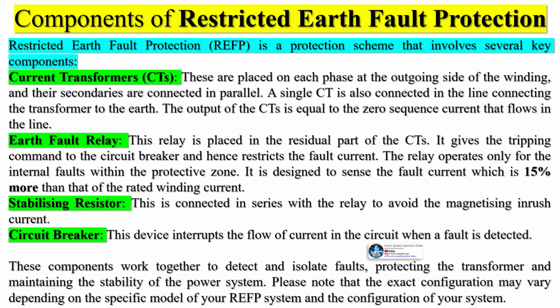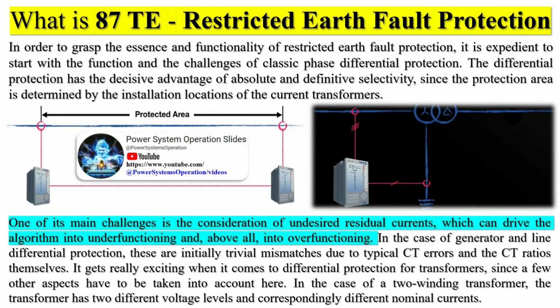Stabilizing resistor: this is connected in series with the relay to avoid the magnetizing inrush current. Circuit breaker: this device interrupts the flow of current in the circuit when a fault is detected. These components work together to detect and isolate faults, protecting the transformer and maintaining the stability of the power system. Please note that the exact configuration may vary depending on the specific model of your REFP system and the configuration of your system. What is 87TE Restricted Earth Fault Protection?